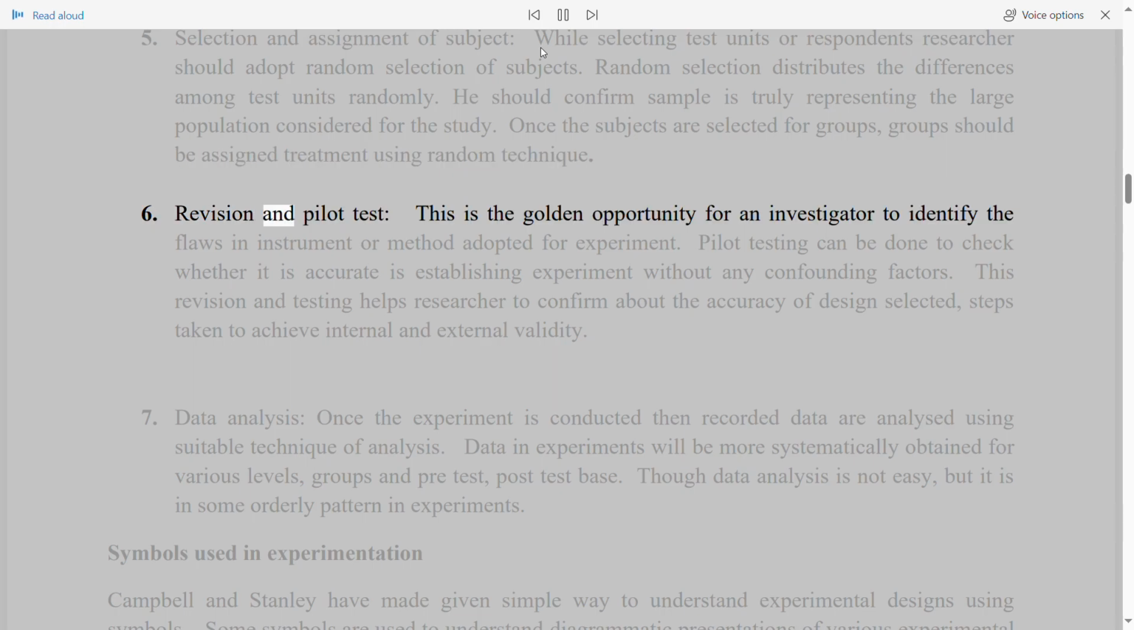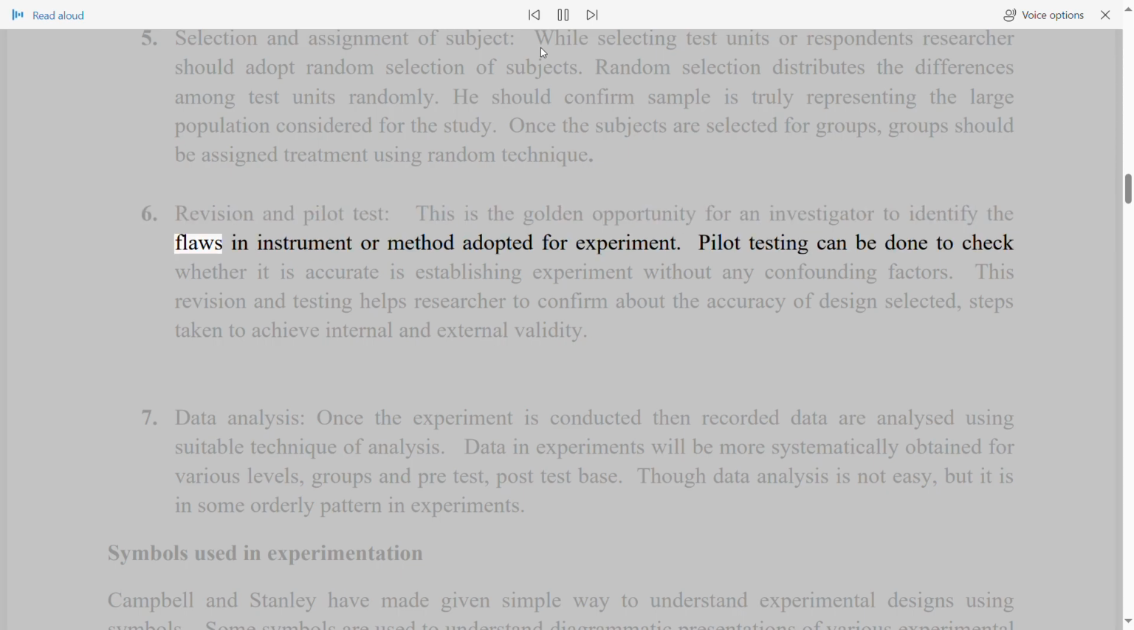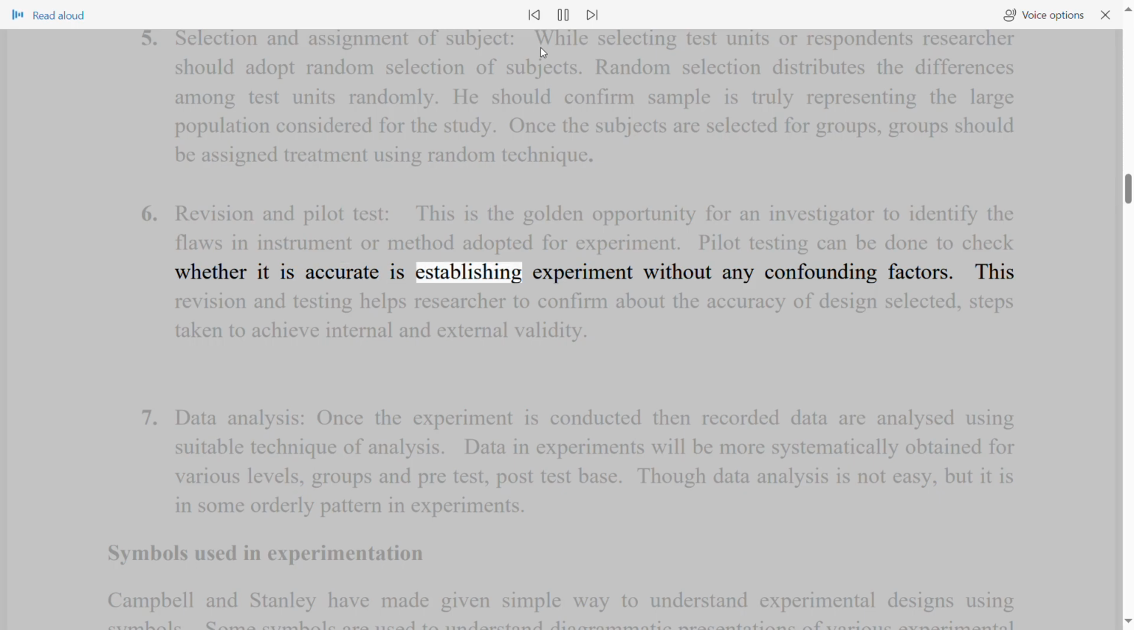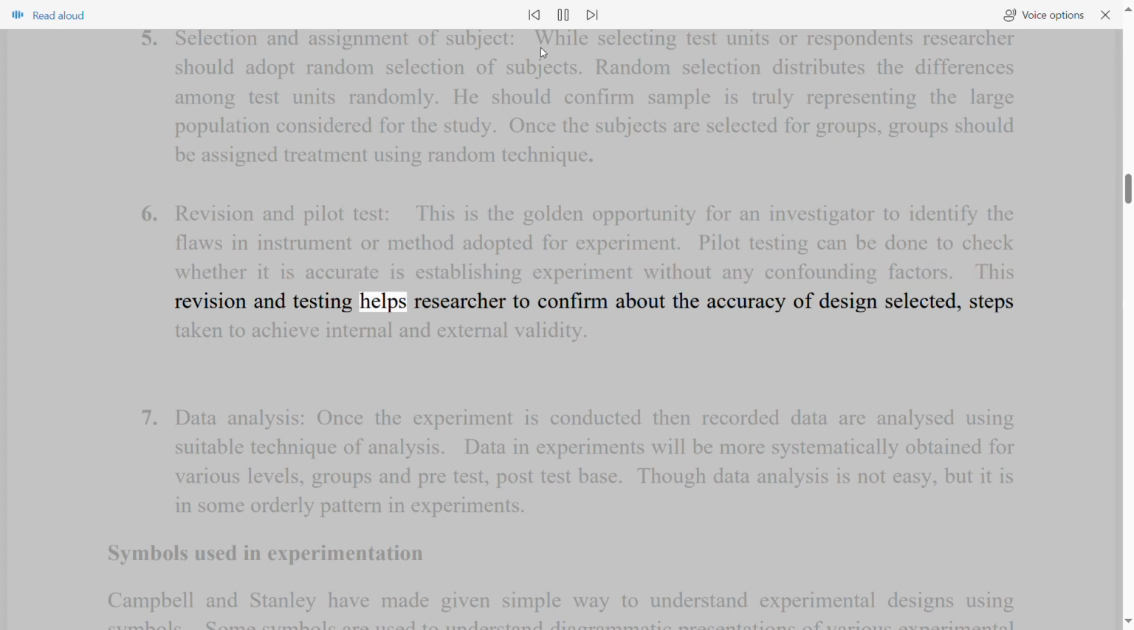6. Revision and pilot test. This is the golden opportunity for an investigator to identify the flaws in the instrument or method adopted for the experiment. Pilot testing can be done to check whether it is accurate and is establishing the experiment without any confounding factors. This revision and testing helps the researcher to confirm the accuracy of the design selected and steps taken to achieve internal and external validity.